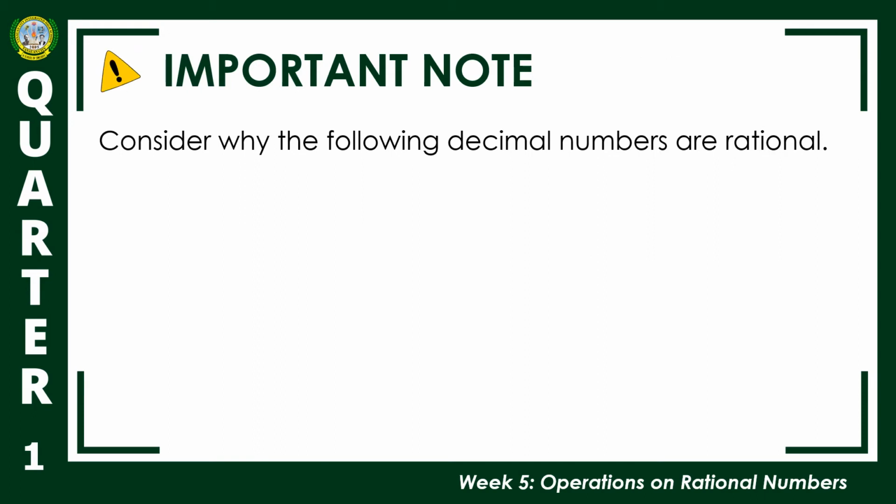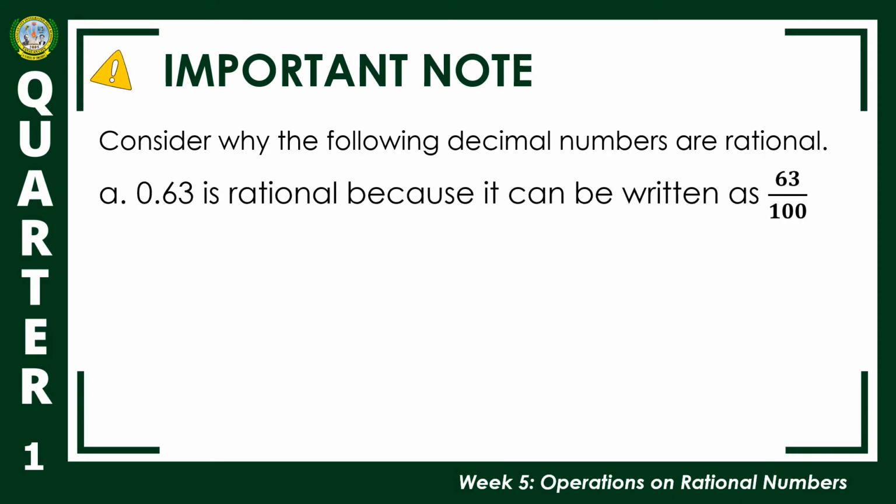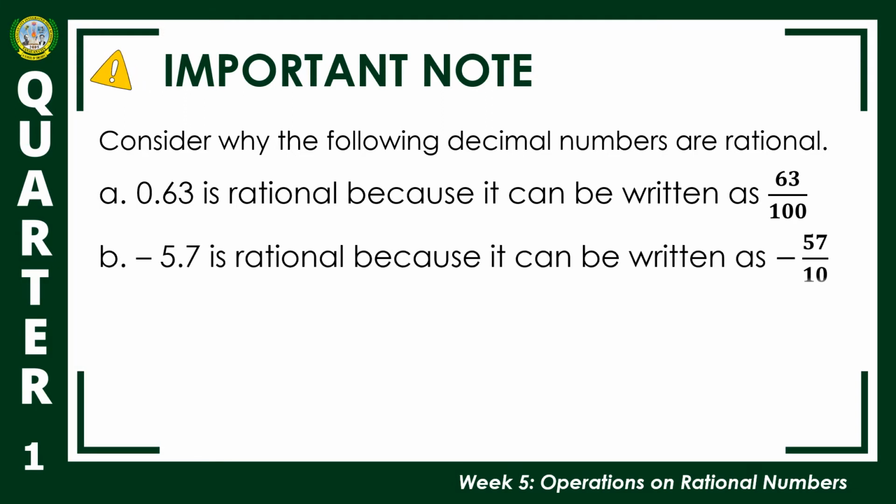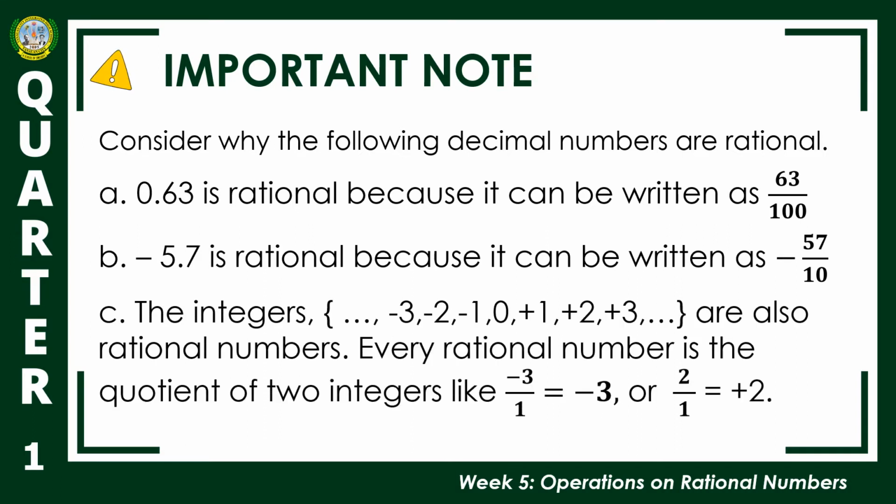Consider why the following decimal numbers are rational. 0.63 or 63 hundredths is rational because it can be written as 63 over 100. So, dividing 63 by 100, you will get this decimal number. Next, negative 5.7 or negative 5 and 7 tenths is rational because it can be written as negative 57 over 10. And the set of integers or the integers are also rational numbers.